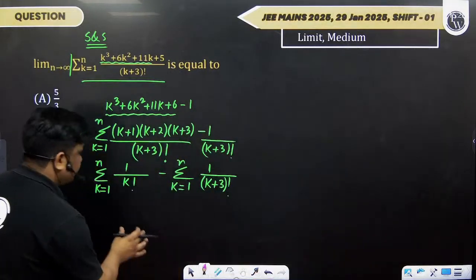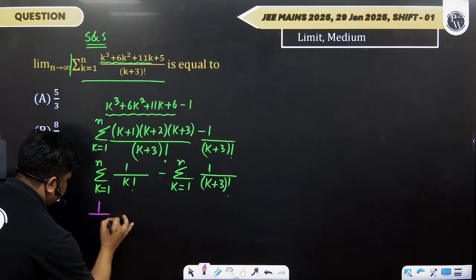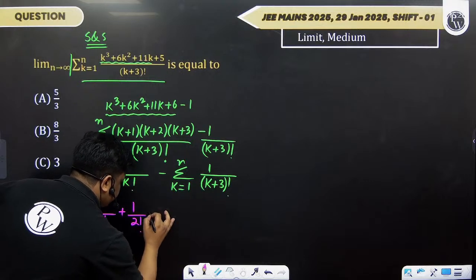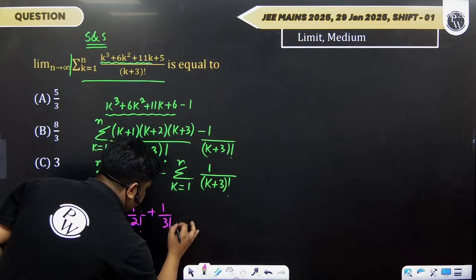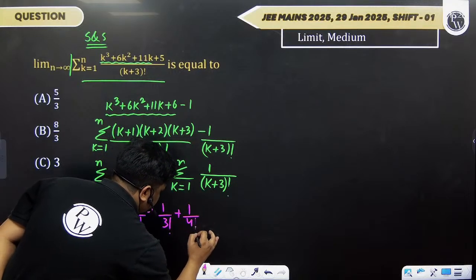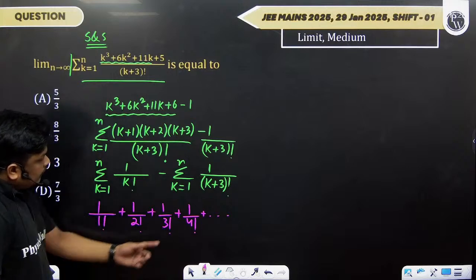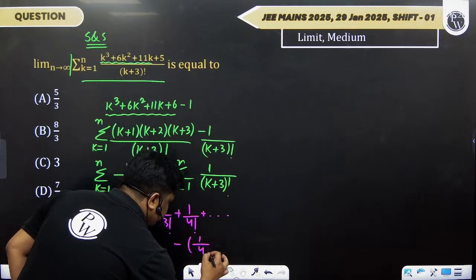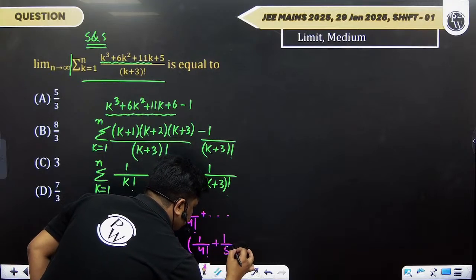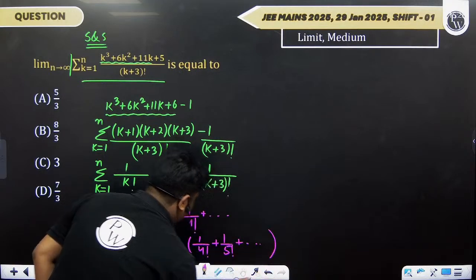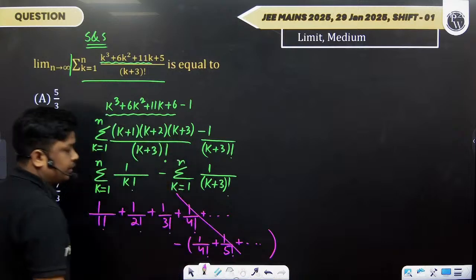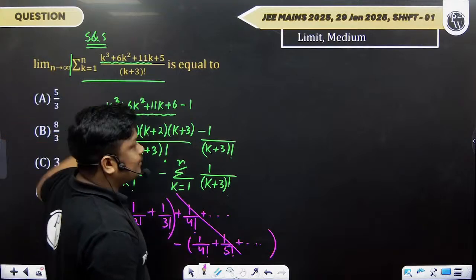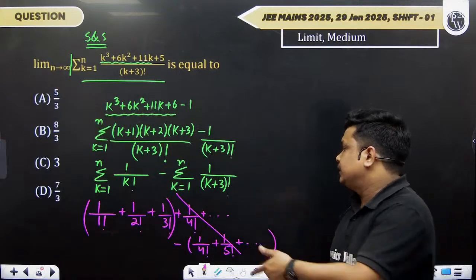Now what can be done? If you write a few terms here, this will be 1 by 1 factorial, 1 by 2 factorial, 1 by 3 factorial, and so on. And this will start from 1 by 4 factorial, but with a negative. That means this whole part will cancel. Only this will remain. So this limit does not have much meaning in this given question.